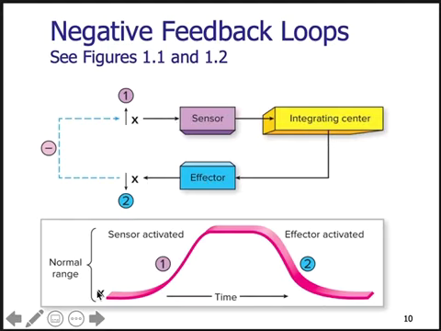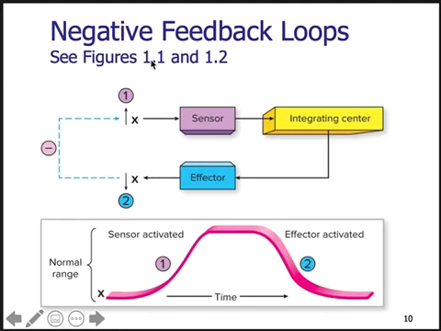And so here you have your normal range, and once you've deviated from your normal range, your sensor becomes activated, and then of course you have to go through your integrating center, but then the effector will be activated to restore within the normal range. And once you're back within the normal range, then your effector will stop, right? You'll stop the effector because you don't want to end up going too far below your set point.